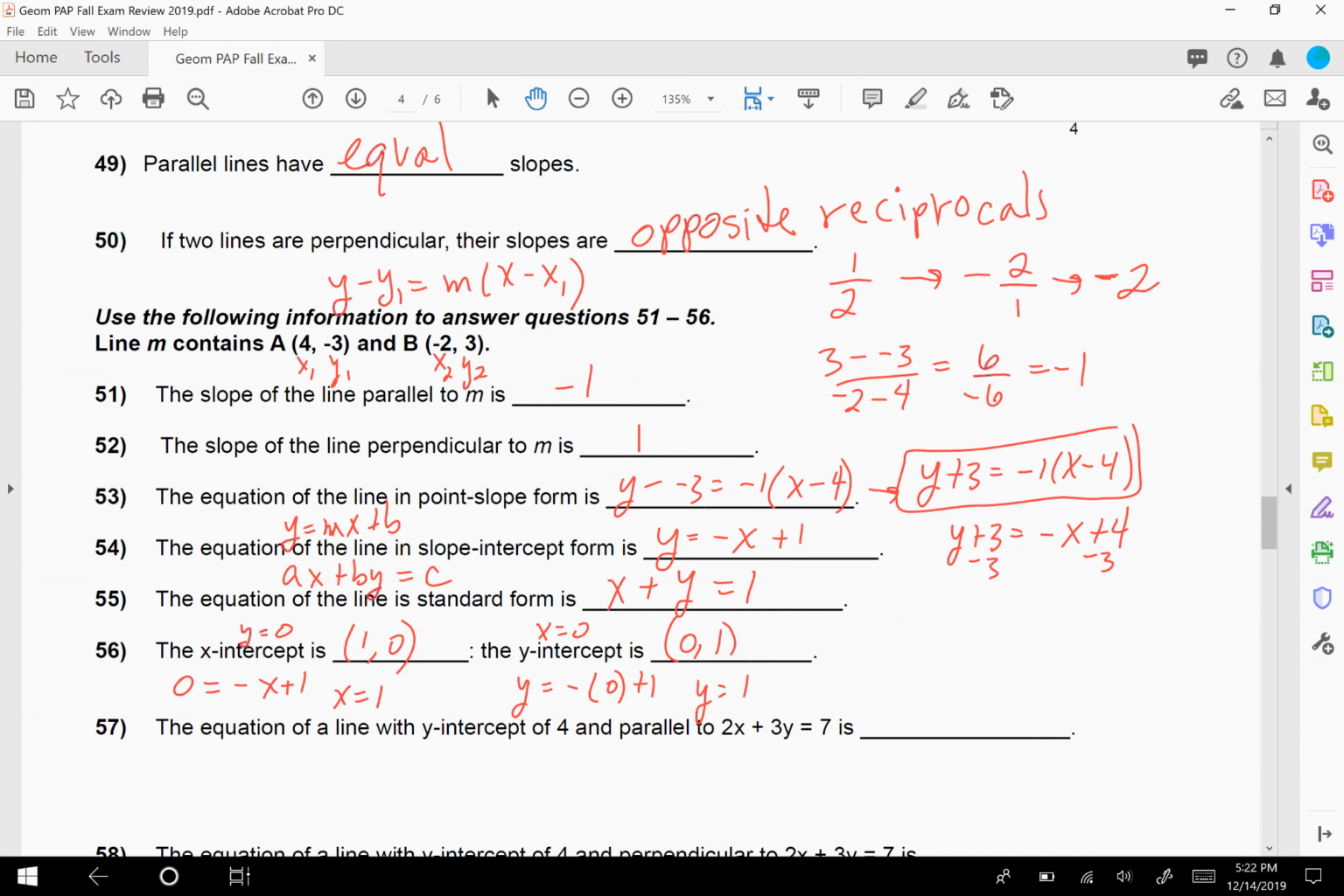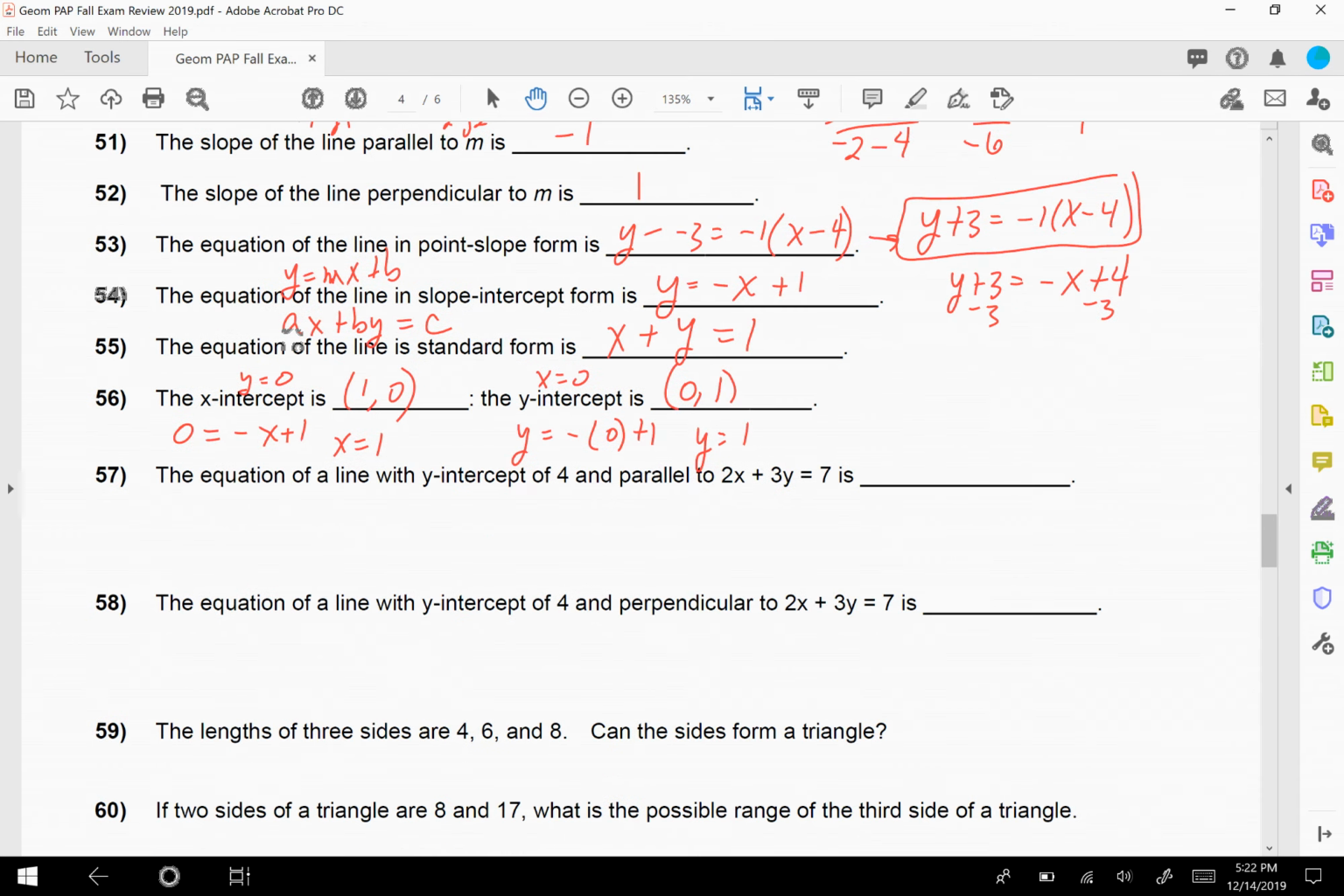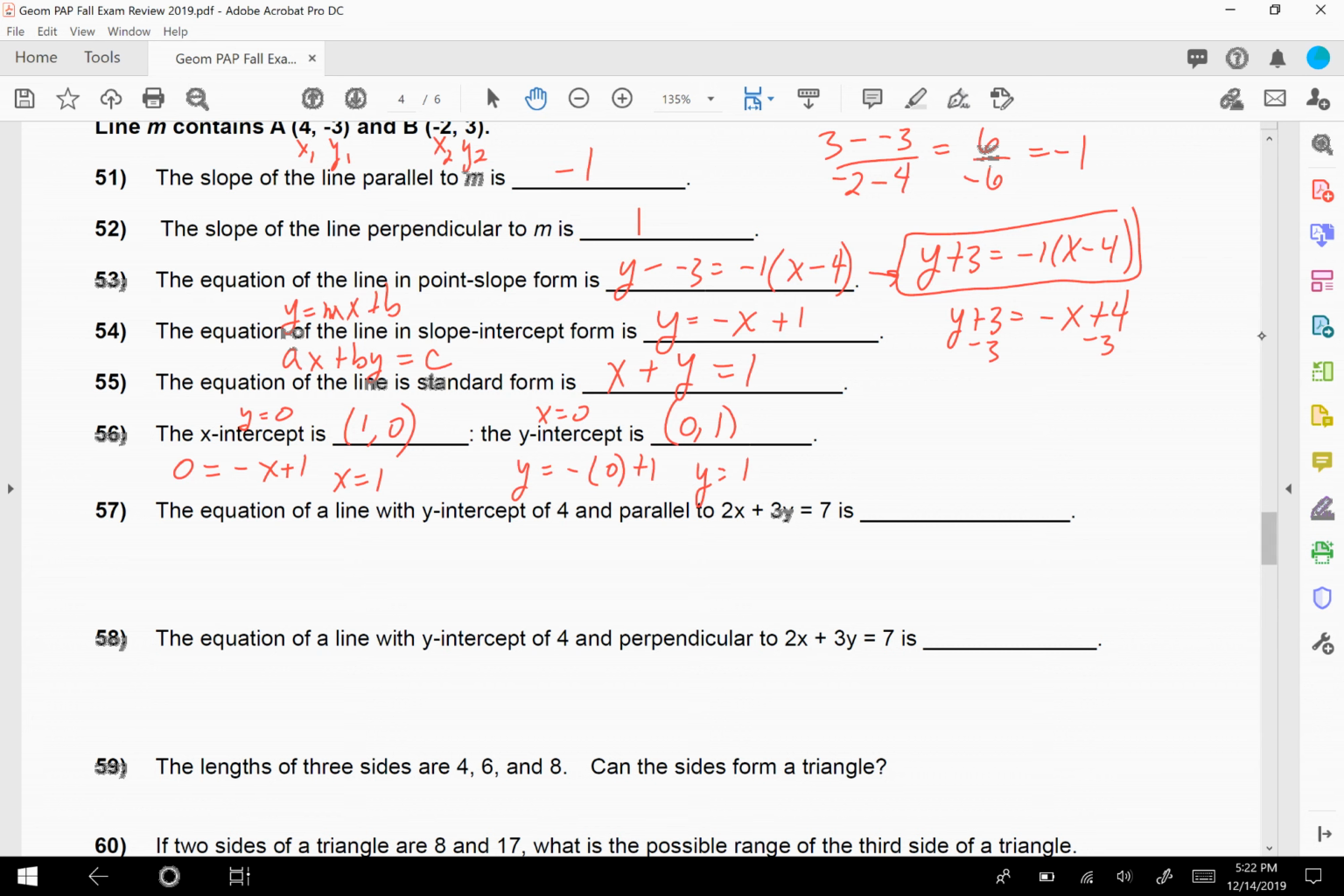There you go. Okay, the equation of a line with y-intercept of 4 and parallel to 2x plus 3y equals 7 is blank. So to find this, we obviously want a line that's parallel, so we need to find the slope of it. Okay, and in order to find the slope, you have to put it into y equals mx plus b first. So we will have 3y is equal to negative 2x plus 7. Okay, and divide by 3. So y is equal to negative 2/3 x plus 7/3.